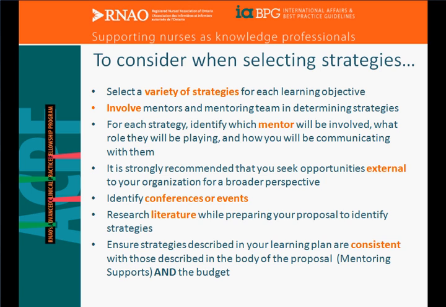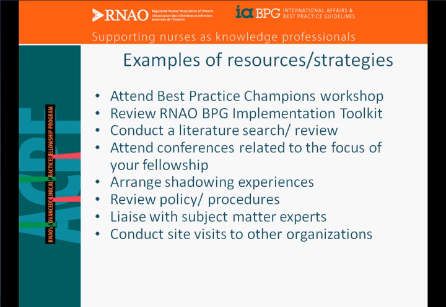One of the things you can do is attend conferences or events that are relevant to your learning goal. Again, go back to the literature while preparing your proposal, because within the literature you might find some strategies. Then make sure the strategies that you're identifying in your learning plan are consistent with what you're describing in your proposal, as well as the budget. Your budget is going to ask you to account for each one of these strategies in terms of costs.